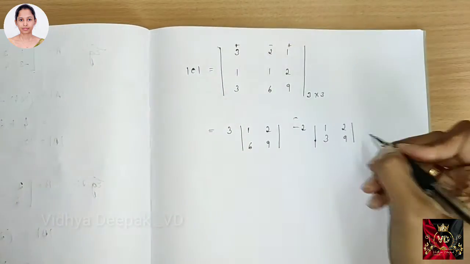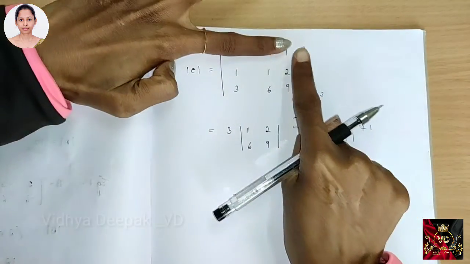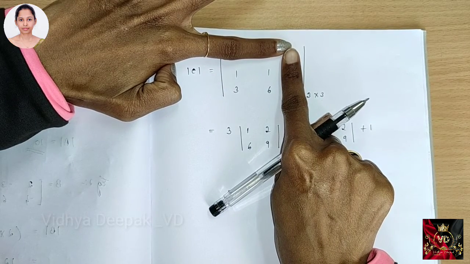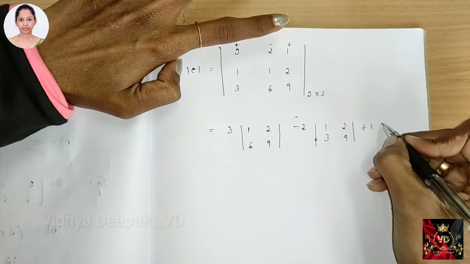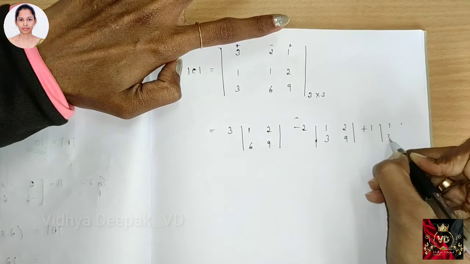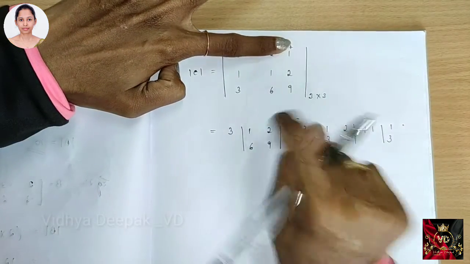So next number is plus 1. Delete the row and column which that number is in. So you get 1, 3, 1, 6.